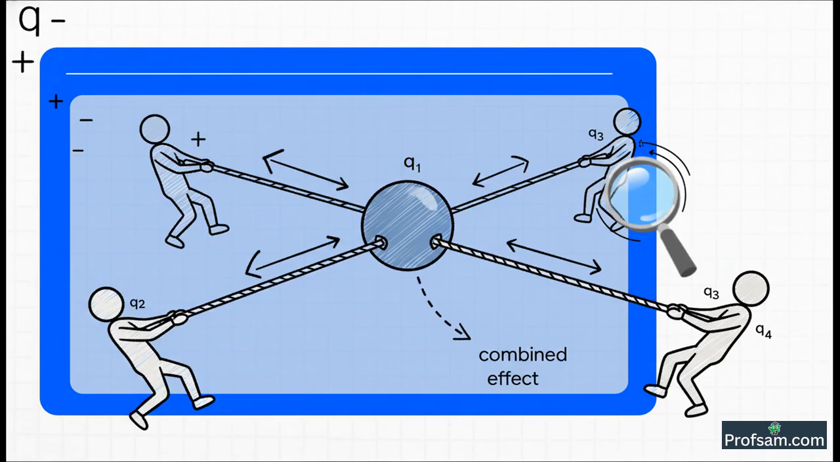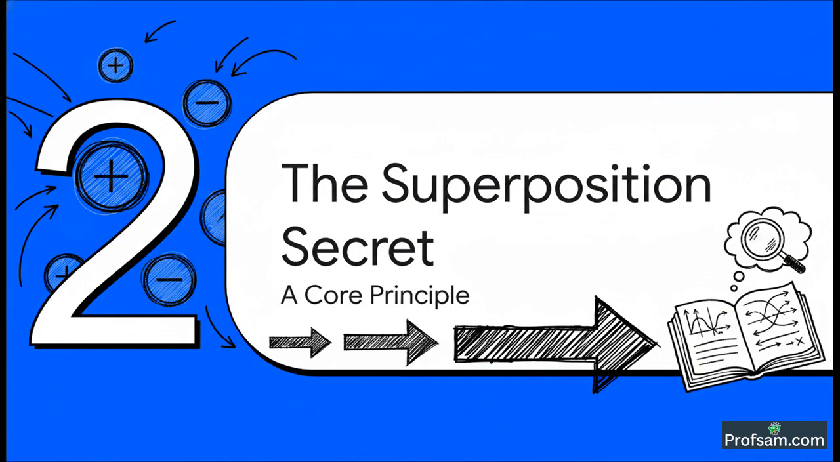And here's the most important part. Just because player Q3 joins the game, does that mean player Q2 suddenly starts pulling weaker or stronger? No way. Each player's pull is their own private business. It's totally independent. So, this very cool and simple idea that you just look at one pull at a time and then add them all up actually has a formal physics name. This name is very, very important for your exams. It's called the principle of superposition.